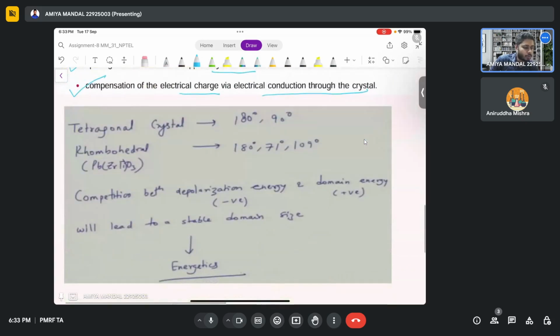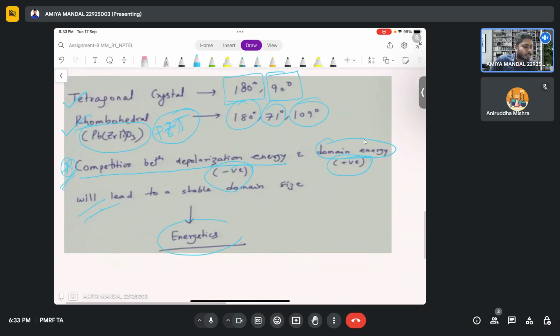So, what we have learned is that a tetragonal crystal has two domain wall directions, 180 degree and 90 degree. The rhombohedral structure, like that observed in PZT material, shows 180 degree, 71 degree and 109 degree domain walls. So the origin of the domain wall is the competition between the depolarization field energy, which is negative, and the domain wall energy, which is positive, leading to a stable domain size, that is the energetics, where the electrostatic energy is minimum.